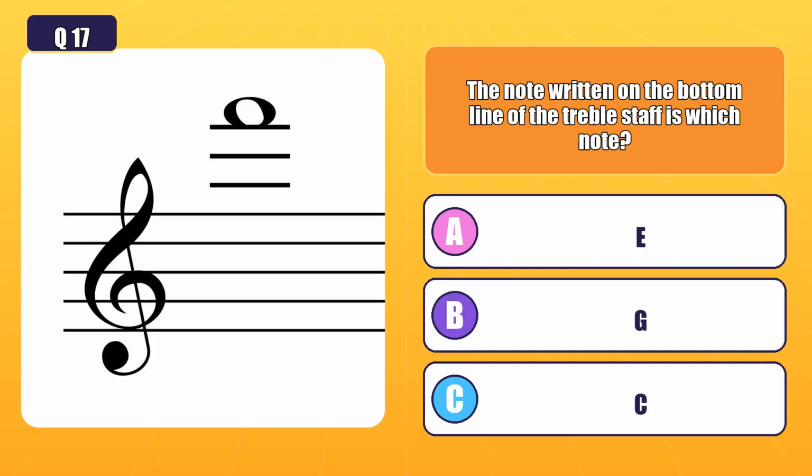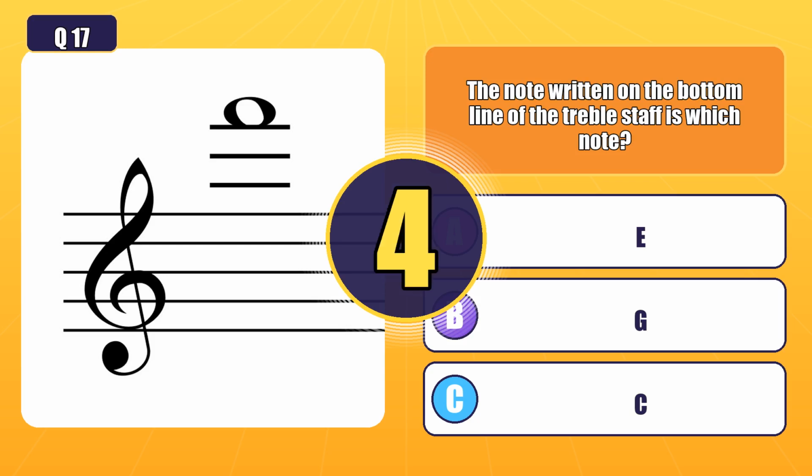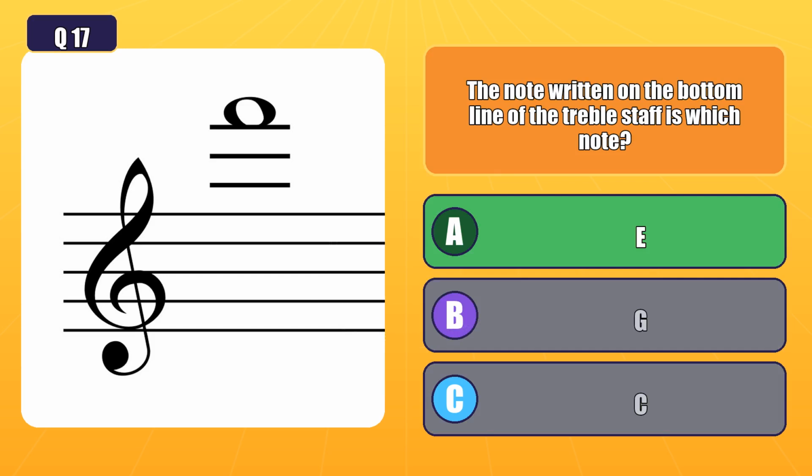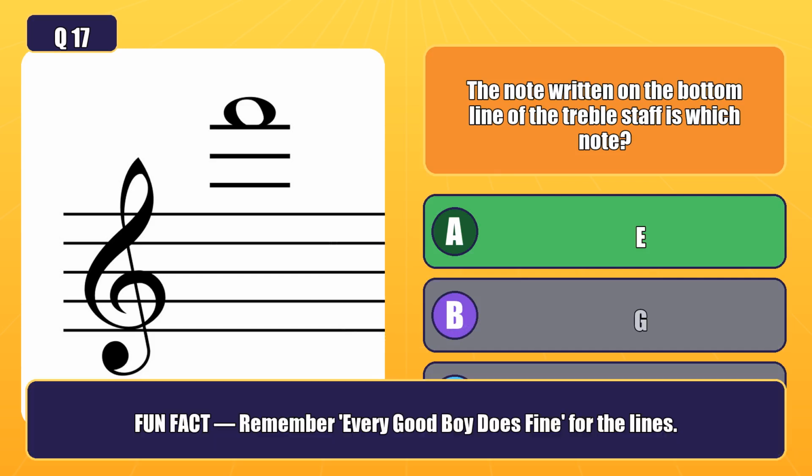Question number 17. The note written on the bottom line of the treble staff is which note? The answer is E. Fun fact, remember Every Good Boy Does Fine for the lines.